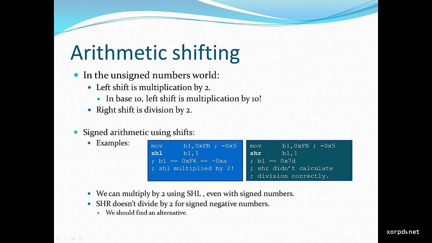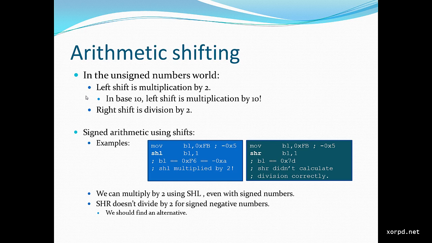Arithmetic shifting. In the unsigned numbers world, left shift is multiplication by 2. Just like that in base 10, left shift, or adding 0 from the right, is multiplication by 10. These two facts are things that we have already learned. I just remind you of those facts. If you don't fully remember how it works, you can go back to the bases lecture and base 2 lecture and take a look at it again.